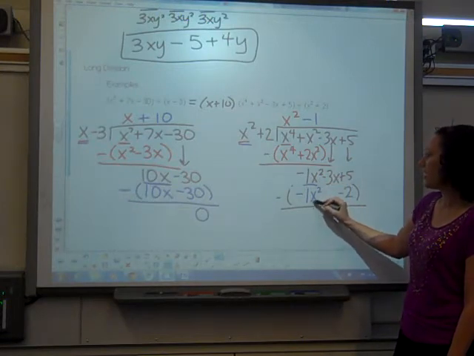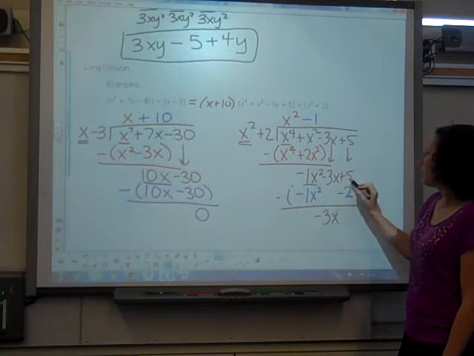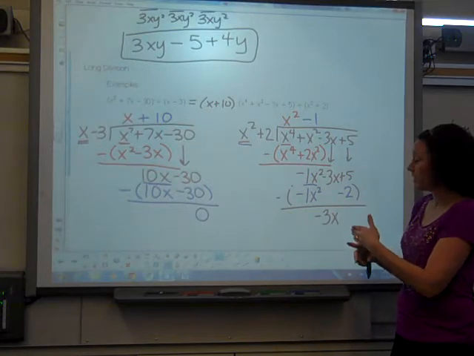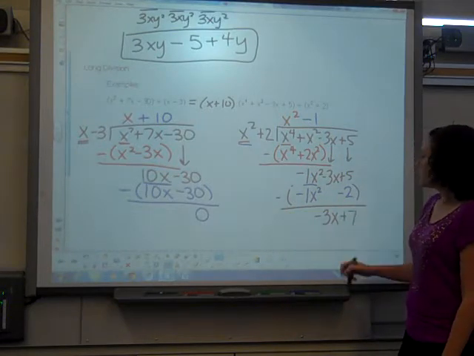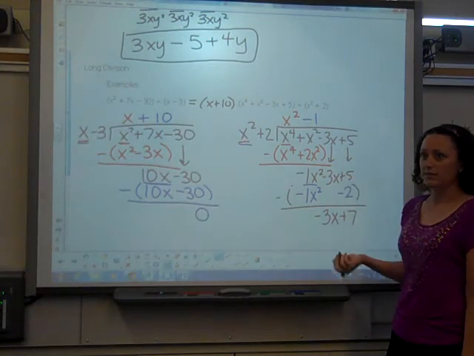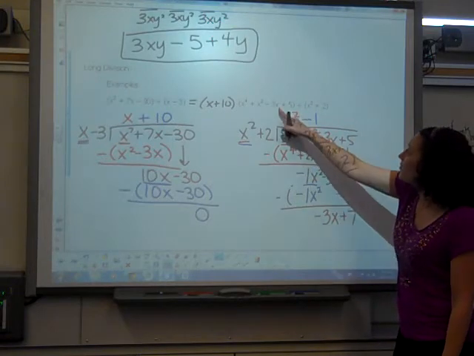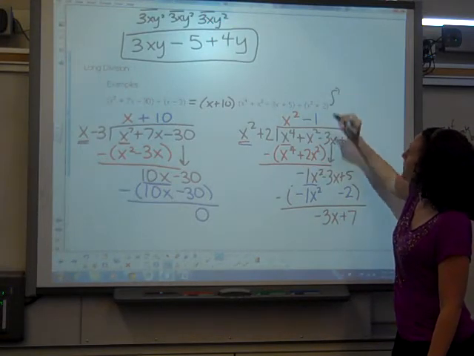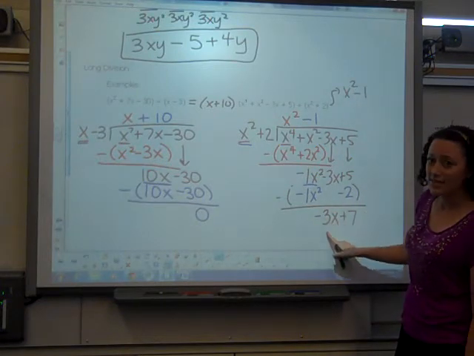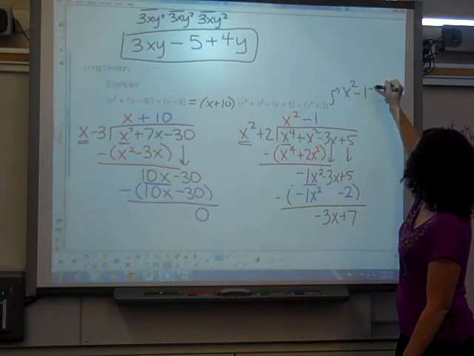Just like before, these cancel out. Negative 3x, take away nothing, is negative 3x. 5, take away negative 2. Again, be careful of those double negatives. They make a positive. So plus 7. So this time I have a remainder. And we're not going old school. You're not allowed to write remainder, whatever. We're going to actually write this as a fraction because that's what's left over. So if I want to know what the result is here, I'll write it up here. I have definitely x squared minus 1. I take this remainder, it will become my numerator.